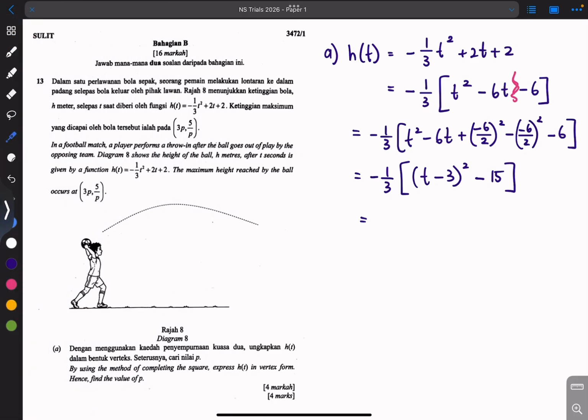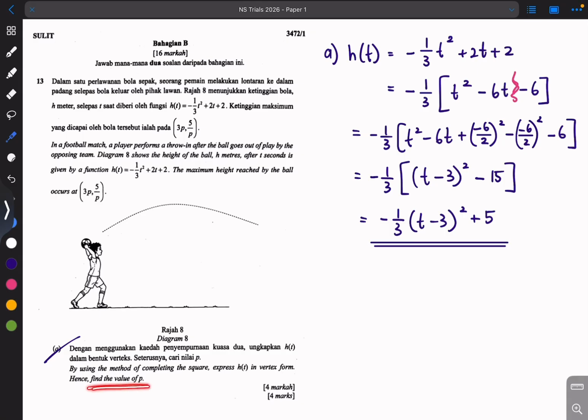Then we expand this back. So we multiply this term and this term. Negative 1 over 3 (t minus 3) squared. 1 over 3 times 15, we get 5. So this will be h(t) in the vertex form. Done. Then we need to find the value of p.